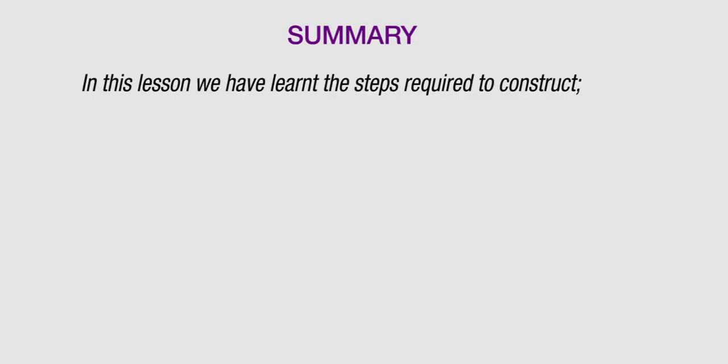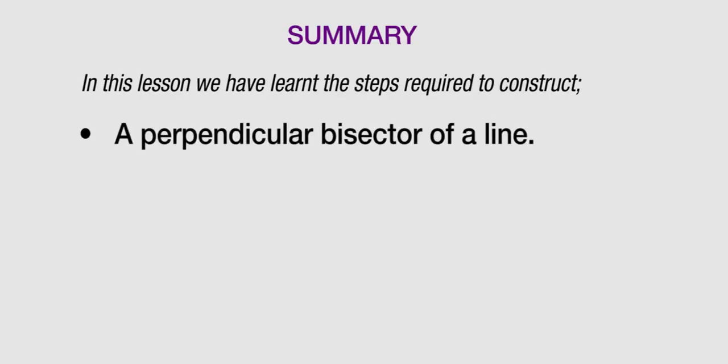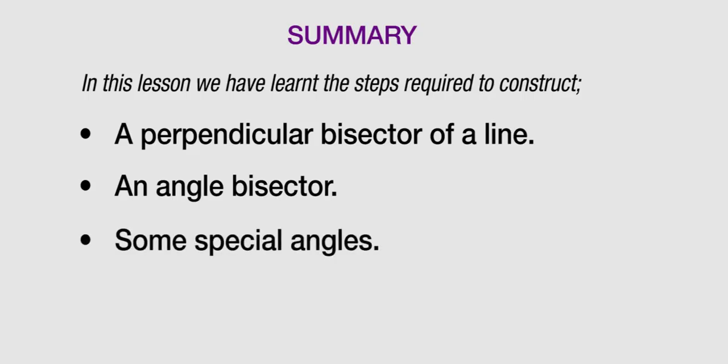Well, we have to end it here. But before I leave you, let us take a quick look at what we have done today in this lesson. In this lesson, we have learned the steps required to construct a perpendicular bisector of a line. We have also learned how to construct an angle bisector. And we have learned how to construct some special angles.